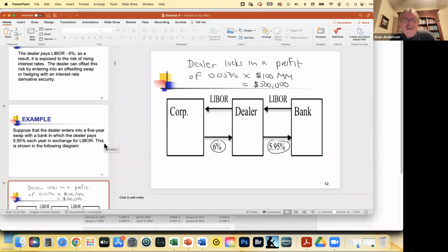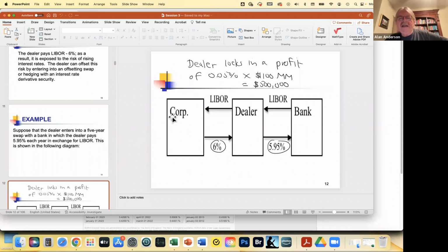Now, what's the only thing that can go wrong here? If one of the two counterparties to this deal defaults, then the dealer could be left holding the bag. Okay, that would be the only thing that could really go wrong. But the dealer's job is to match up borrowers and lenders in such a way that the dealer always makes money, no matter what happens to interest rates in the marketplace.